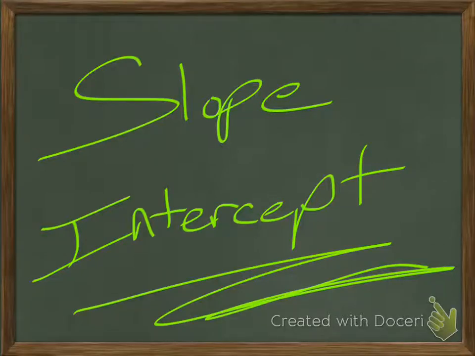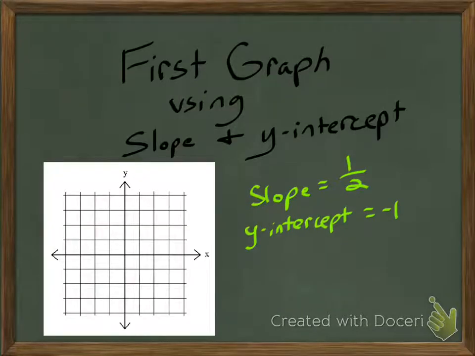Slope-intercept. That's what we're going to talk about now. Now, 7th grade pre-AP, we're going to be talking a little bit more in depth, more than you need to know, because you're going to learn this again next year in algebra. Algebra, this should be really easy for you. So let's try it. First, we're going to use slope and the y-intercept to graph something.